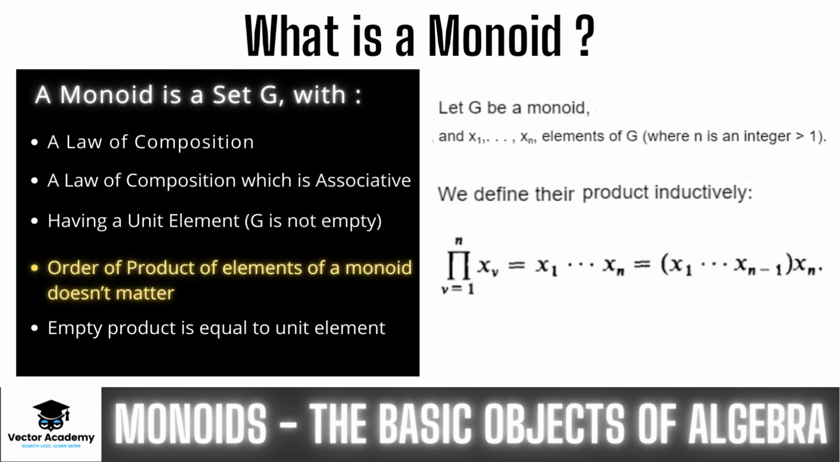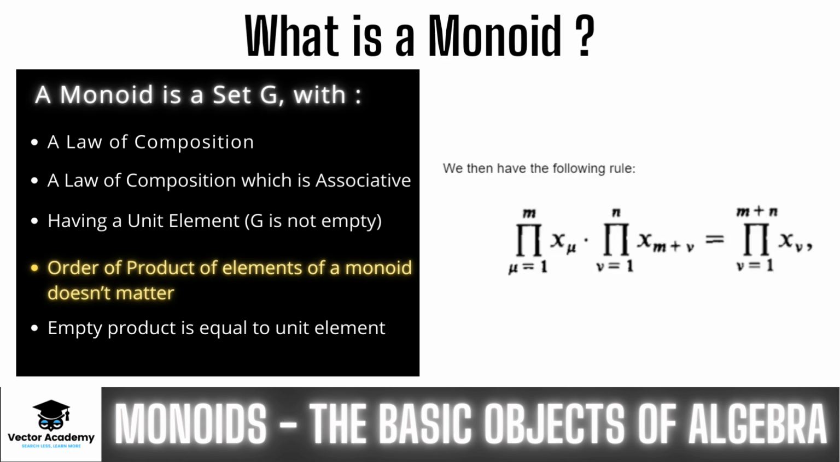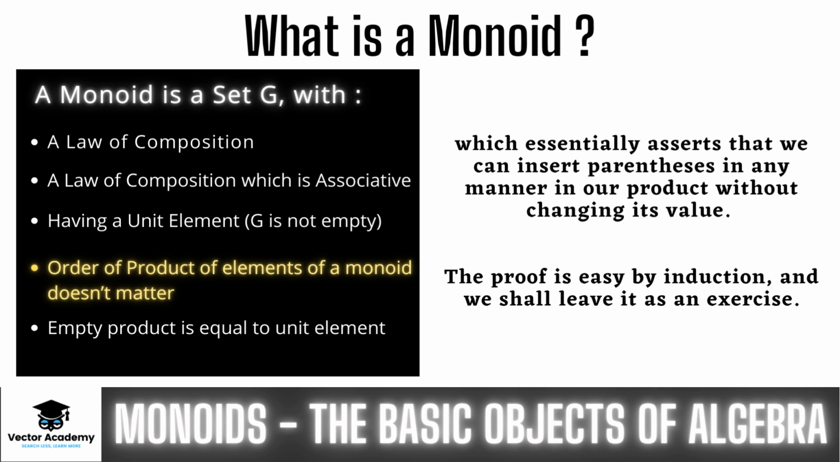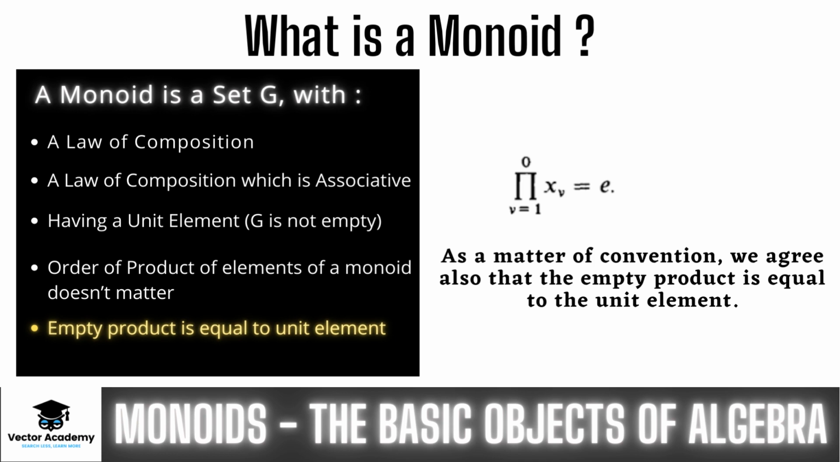Order of product of elements of a monoid doesn't matter. Let G be a monoid, and x1 to xn elements of G, where n is an integer greater than 1. We define their product inductively. We then have the following rule, which essentially asserts that we can insert parentheses in any manner in our product without changing its value. The proof is easy by induction, and we shall leave it as an exercise. Empty product is equal to the unit element. As a matter of convention, we agree also that the empty product is equal to the unit element.